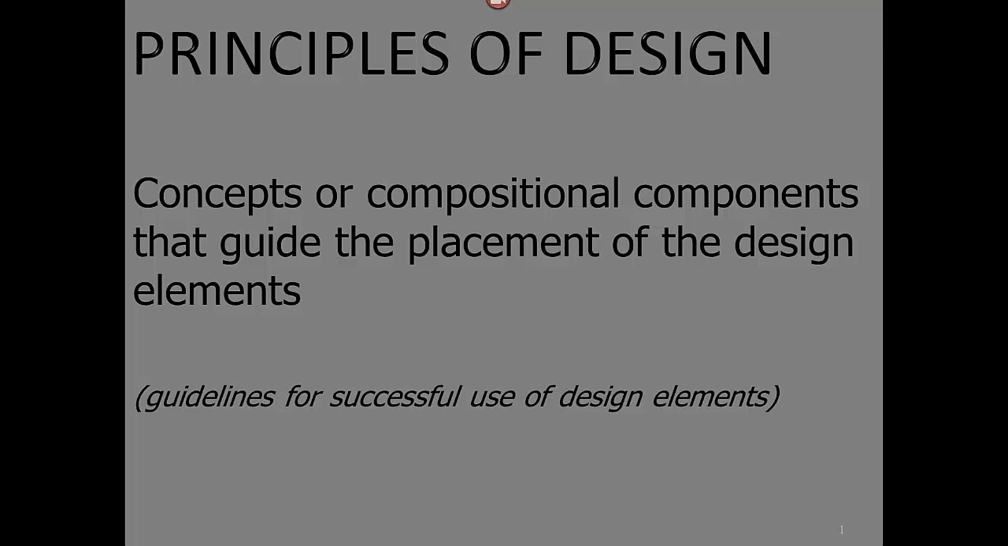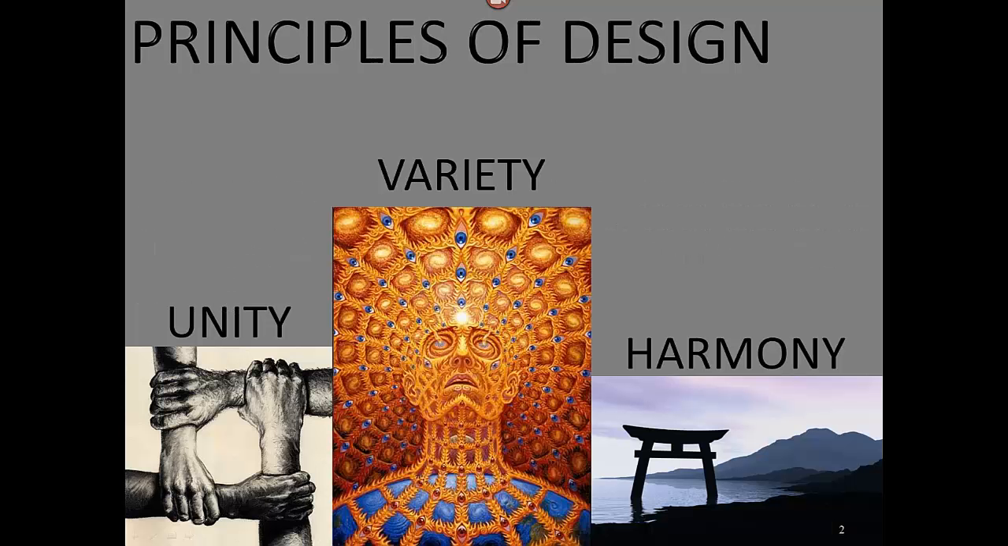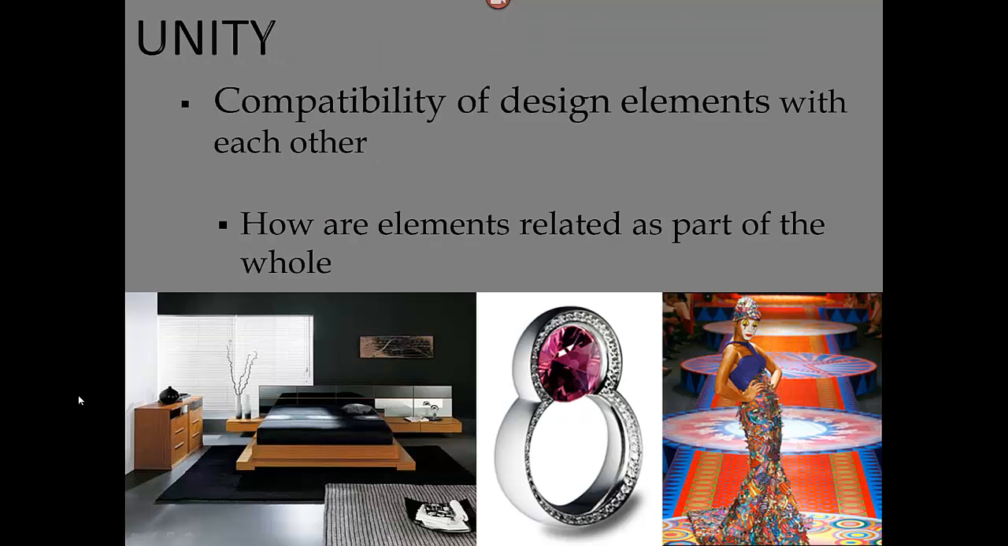So, even more basic than that, the principles of design are how you take the design elements of line, shape, space, and put them together. In this part 1, we're going to talk about unity, variety, and harmony. Unity is the compatibility of design elements with each other, or how the elements are related as a part of the whole. So unity can be seen as how the units come together to create a unified whole.